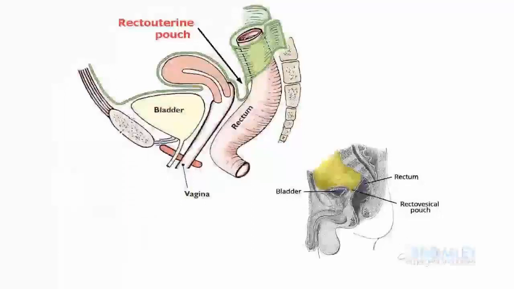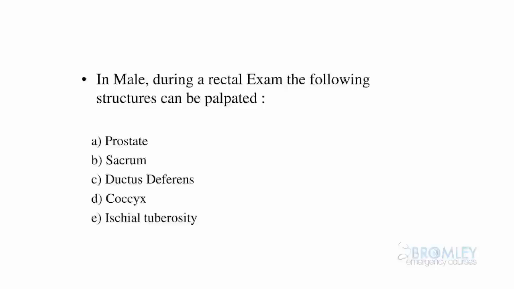That is important. So how do you approach it? From the posterior fornix of the vagina, and you can drain it, that's called culdocentesis. Okay. Cervix and the rectouterine pouch.